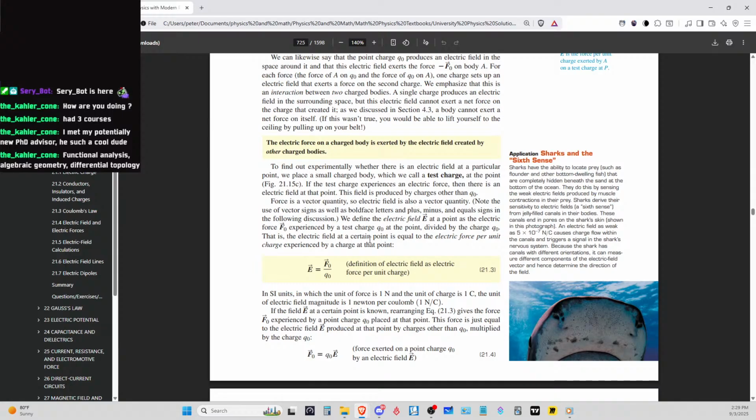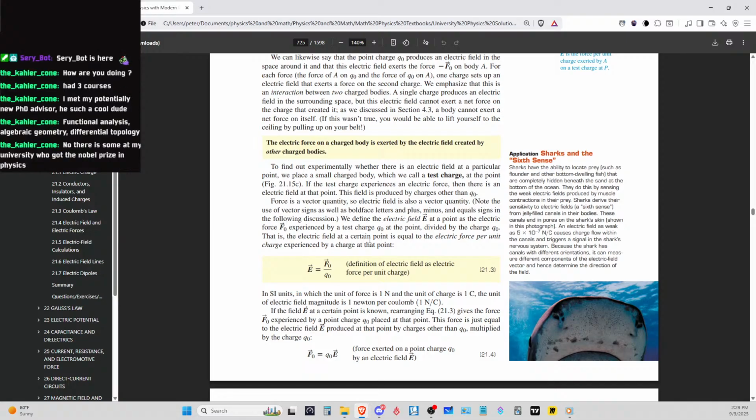Let's see. The electric force on a charged body is exerted by the electric field created by another charged body. There are some at my university who got the Nobel Prize. Oh, okay. Nobel Prize in physics. Oh, okay. I see.